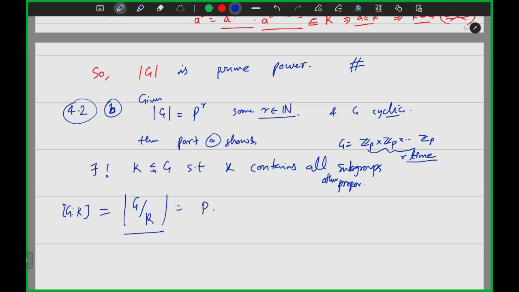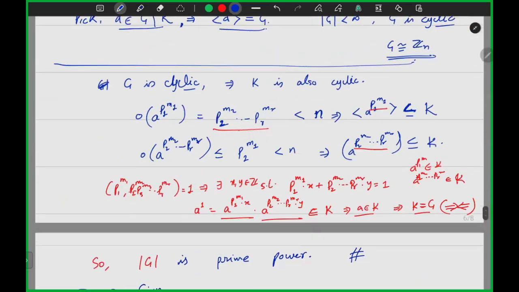Okay. So when K is the largest subgroup, the order of K should be just P to the power R minus 1. The order of G is anyway P to the power R, and there is no subgroup between G and K. K is the largest subgroup, okay? Then G mod K is P. Yes. Okay, so part B is also clear.